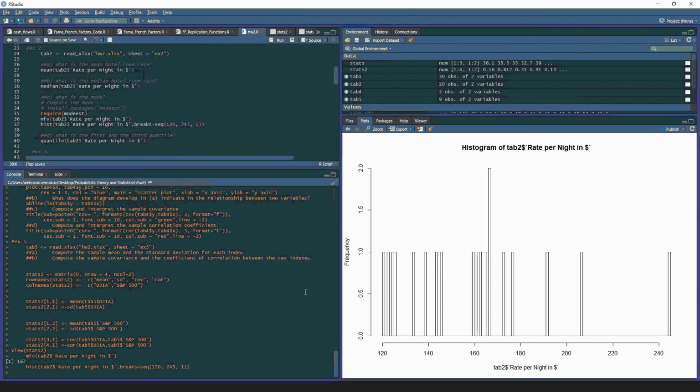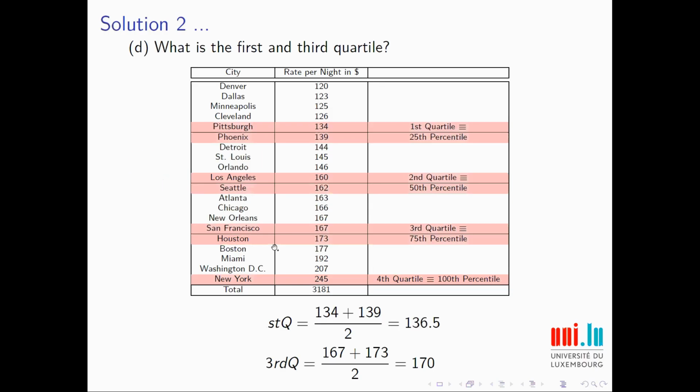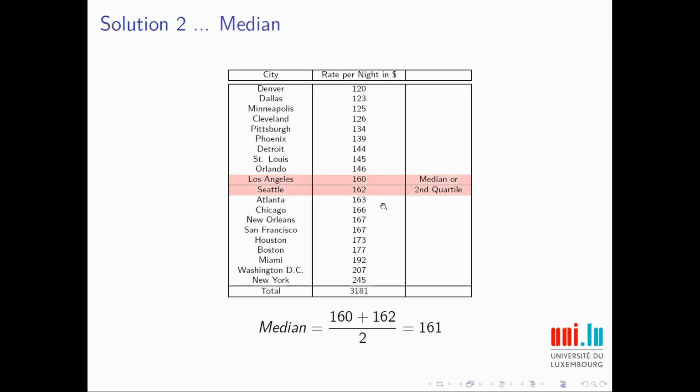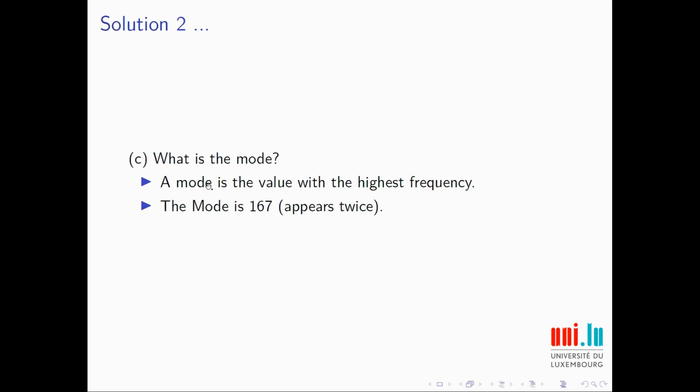Okay, let me go back. For example, just use this table here. You see that for New Orleans and for San Francisco we have the same rate per night. So we were looking for the mode, and you have some answers here. The mode is 167, because it appears twice in our data set.